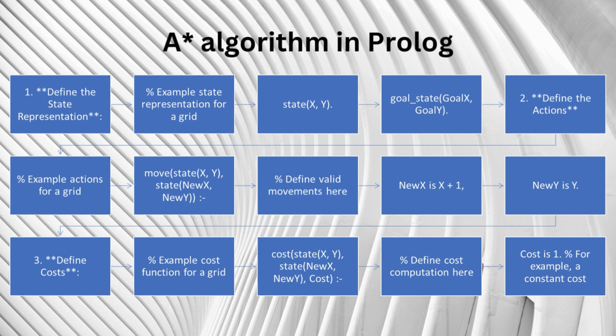Now, our third step is define cost. Assign cost to actions or transitions between states. You can use a predicate to represent the cost of moving from one state to another. In Prolog, you have to write an example cost function for a grid. So, you have to define cost(state(x, y), state(new x, new y), cost) :- define cost computation here. Cost is 1. That means, for example, a constant cost.